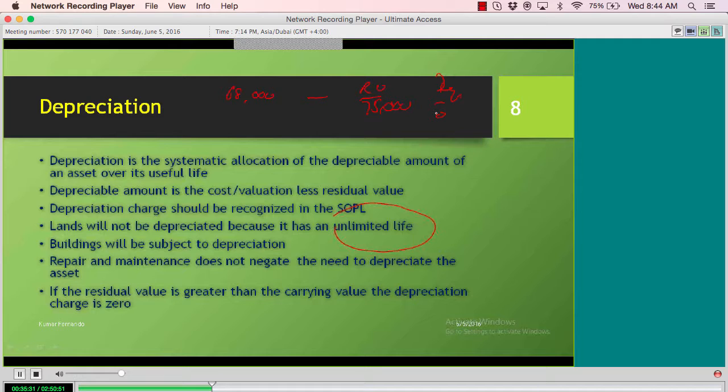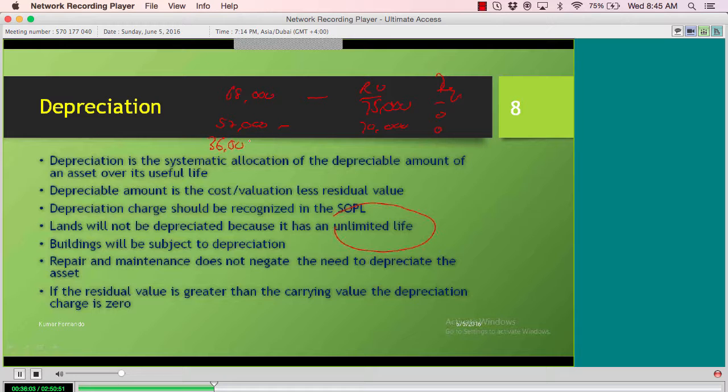That means you don't need to provide depreciation. Depreciation will be zero because your carrying value is 68 and the residual value is 75. But next year, your carrying value will be 52, another 16 gone. Maybe residual value is 70, still no depreciation. Next year, carrying value will come down to 36.